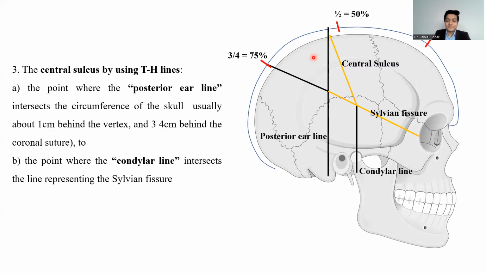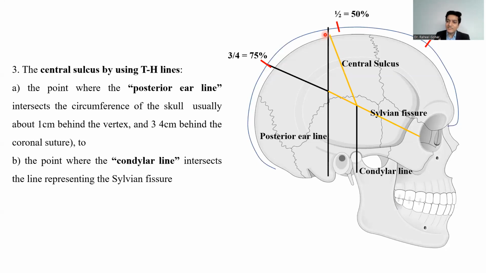Then there is a third way as well. This is the posterior line we already know, starting from the tip of the mastoid and going upwards. Then this is the condylar line. Okay, this is the Sylvian fissure line we already know. So what you have to do is, where this condylar line meets the Sylvian fissure line, you draw a line from here and join it with the posterior line. Now this line represents the central sulcus.